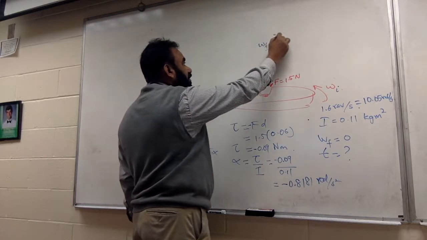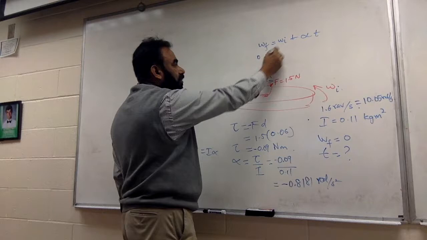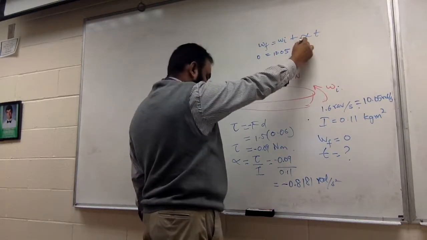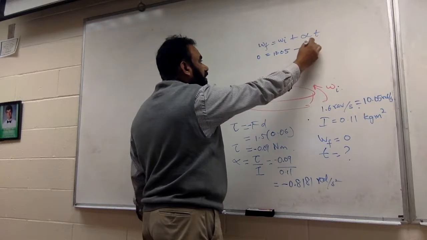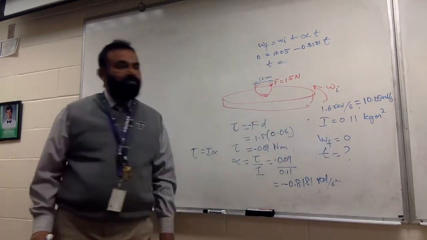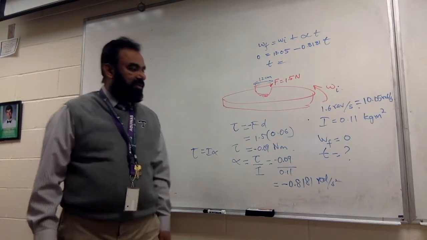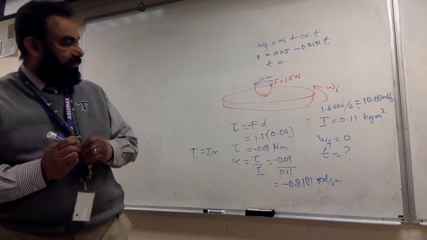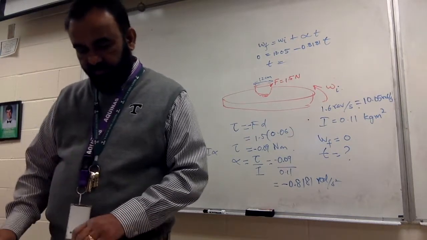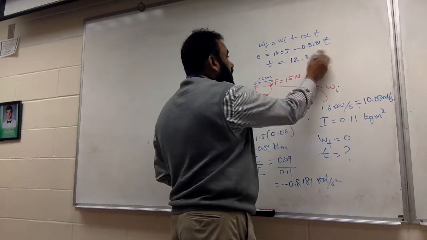Omega final equals omega initial plus alpha t. Omega final is 0. Omega initial is 10.05 minus 0.8181 t. And then t is what? How many seconds does it take for it to come to a halt? 12.3 seconds. Okay.